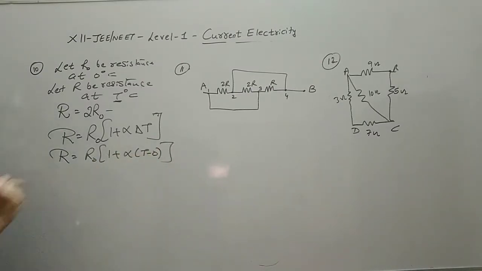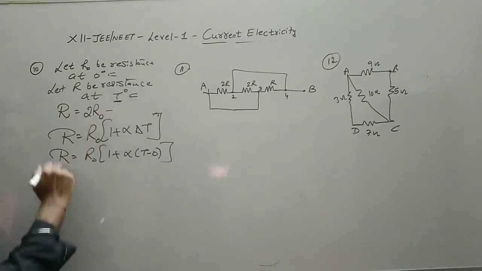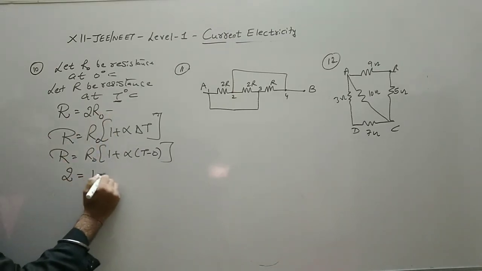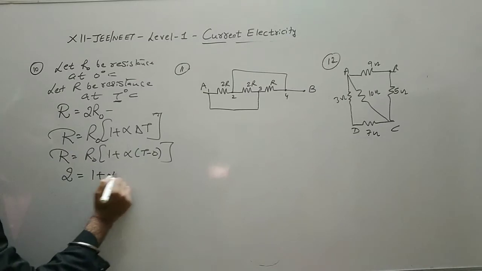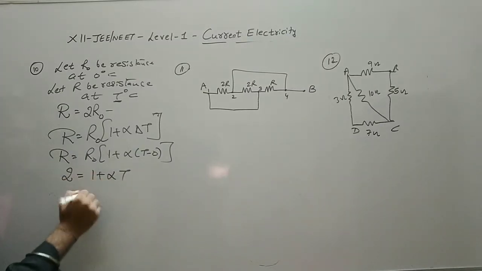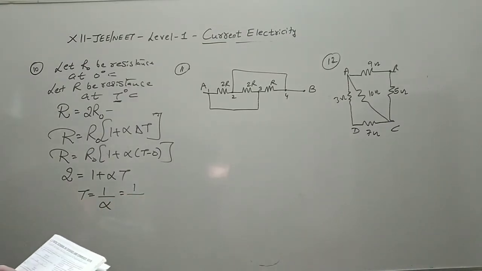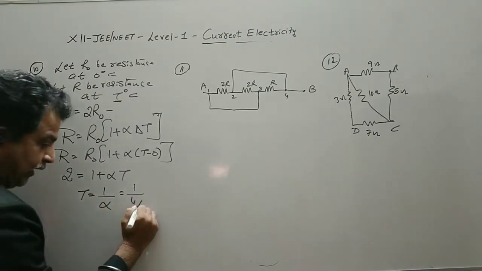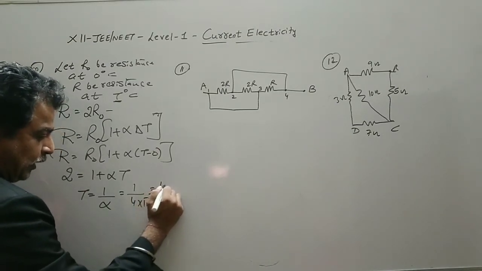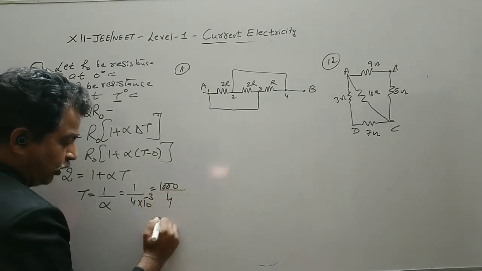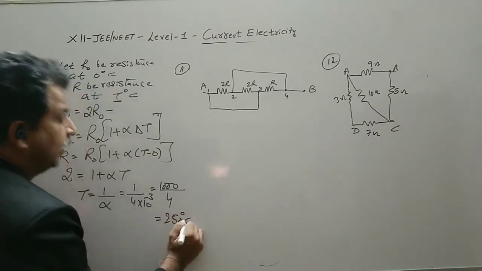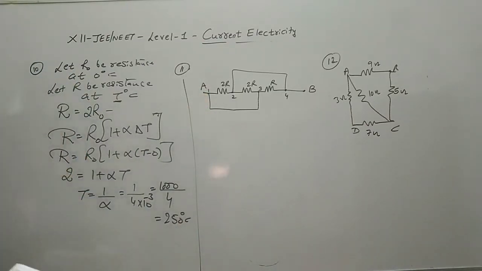Now here in place of R I can write 2 R naught, and R naught cancels. So 2 is equal to 1 plus alpha T. 1 comes to the other side, so T becomes 1 upon alpha. Now what is the temperature coefficient alpha? That is given as 4 into 10 raised to minus 3. So that is equal to 1000 divided by 4, that is 250 degree centigrade. So the option becomes A.